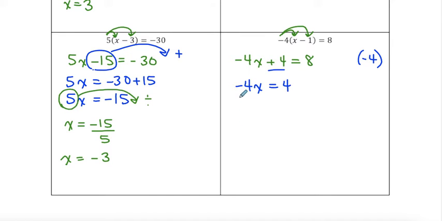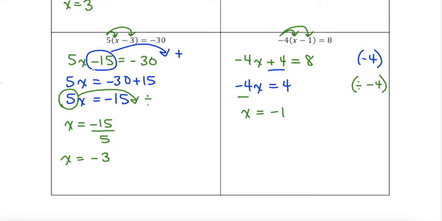From here, I want to eliminate my coefficient. So the opposite of multiplying by negative 4 is dividing by negative 4. Negative 4 divided by negative 4 is 1, so I'm left with 1x, or just x. And 4 divided by negative 4 is negative 1.